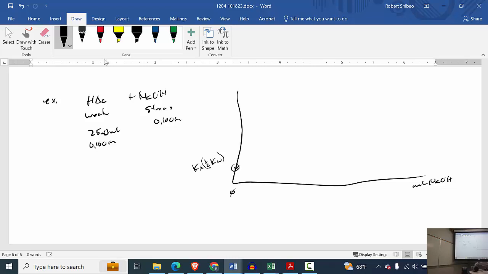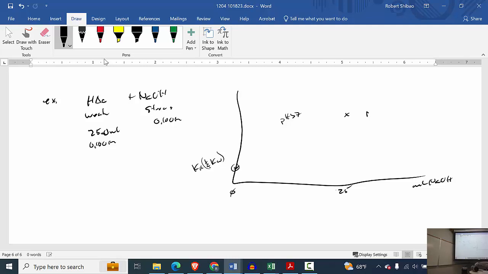Where's the equivalence point going to be? The equivalence point is still going to be at 25. And so that will give me equal amounts of base and acid. However, the pH is not going to be 7. The pH is going to be greater than 7 at the equivalence point. And the reason the pH is going to be greater than 7 is because of this form.